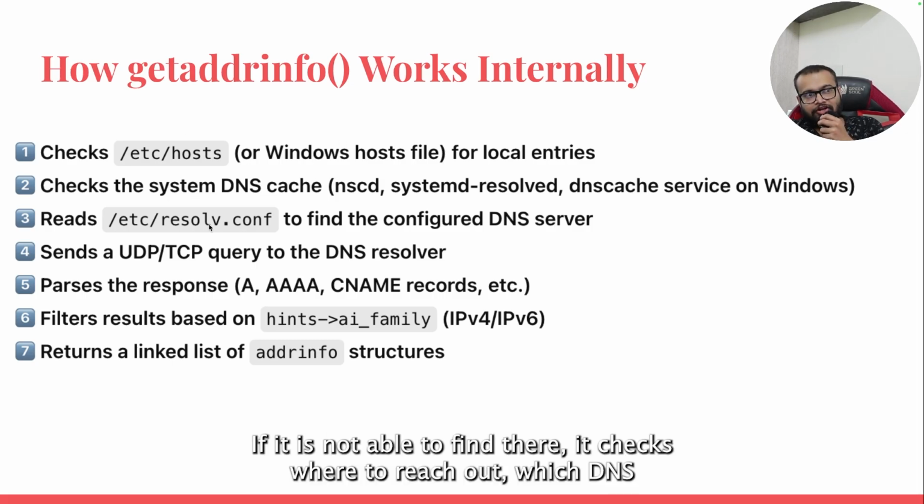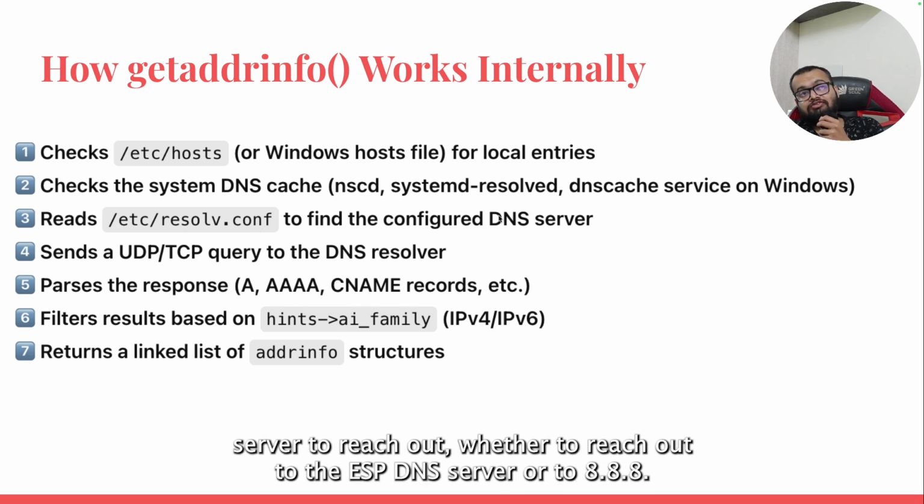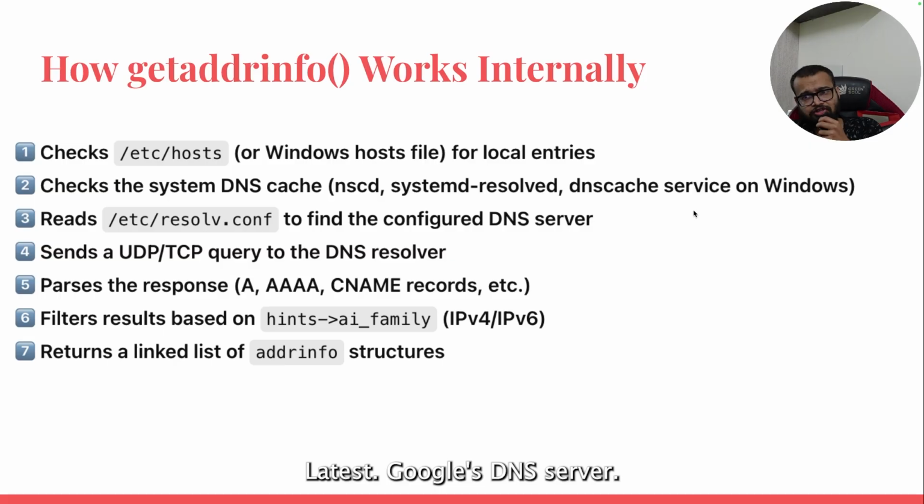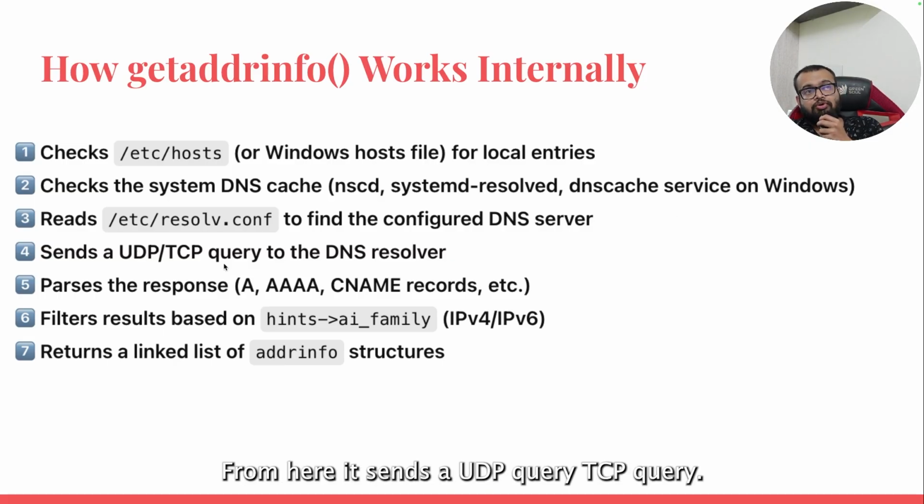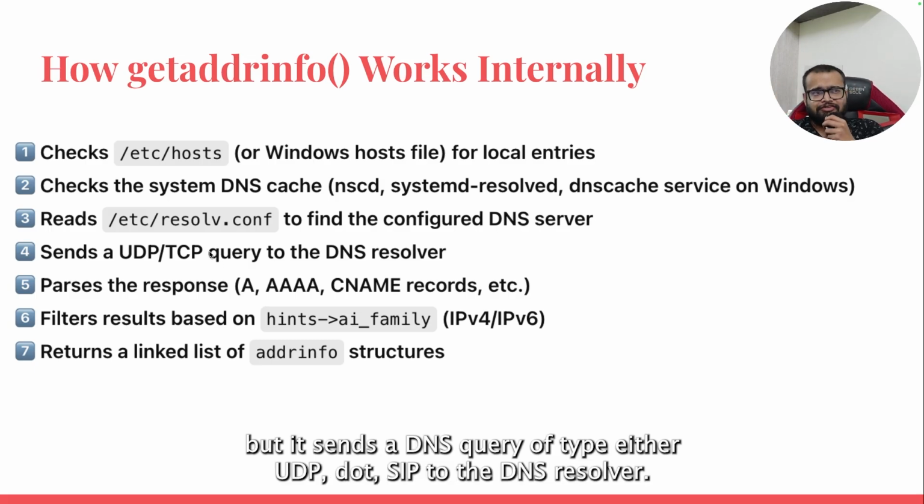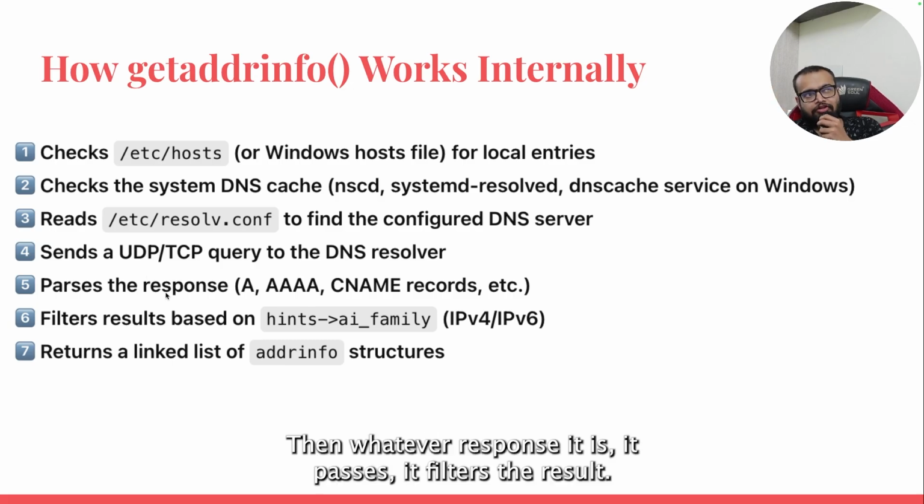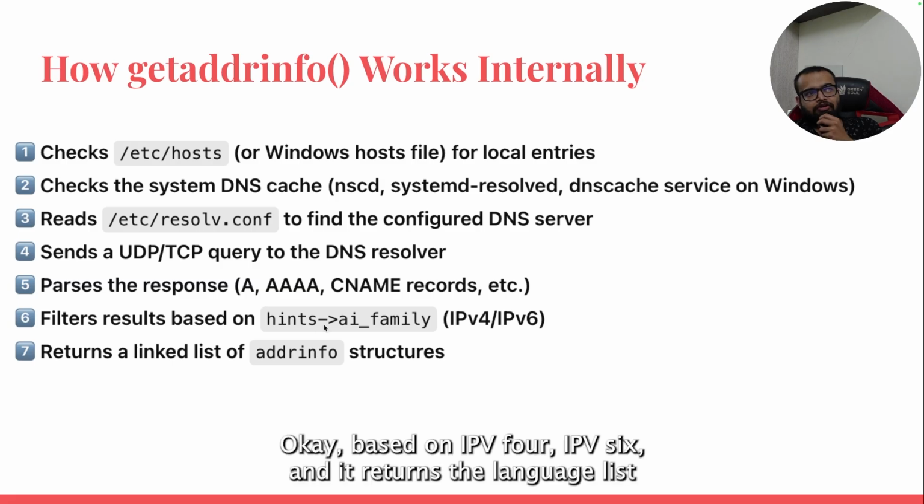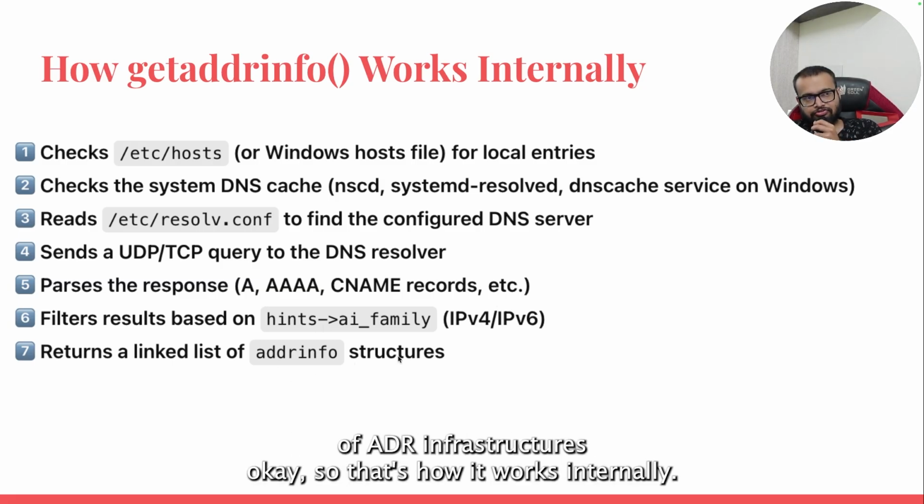If it is not able to find it there, it checks which DNS server to reach out to, whether the ISP DNS server or 8.8.8.8, Google's DNS server. So it reads that, and sends a UDP query or a TCP query. What's the difference between the two? We'll read about it. But it sends a DNS query of type either UDP or TCP to the DNS resolver. Then whatever response it gets, it parses it, filters the result based on IPv4 or IPv6, and returns a linked list of addrinfo structures. Okay, so that's how it works internally.